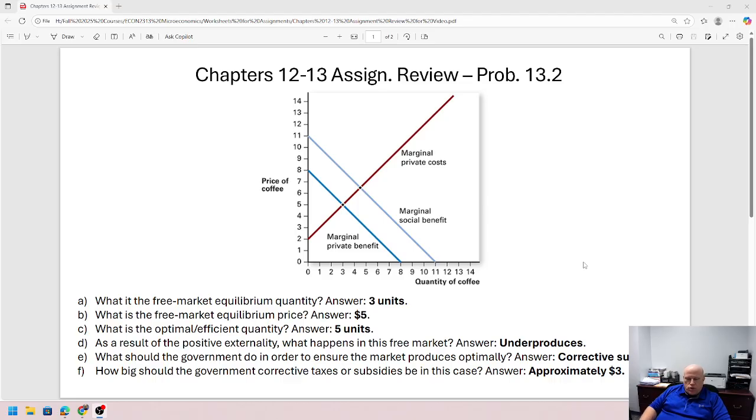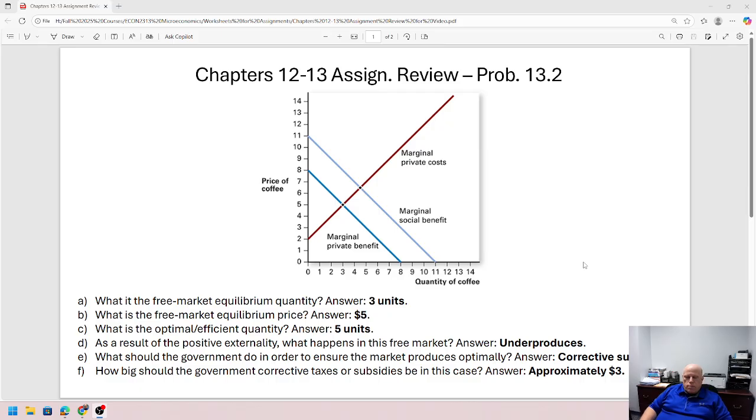Today what I want to do is give you a little bit of a review over the problems that we had on the chapters 12 and 13 assignment. The last couple of questions on the assignment had you work through some problems in the textbook, specifically problems 13.2 and 13.3 at the end of chapter 13 in your textbook.